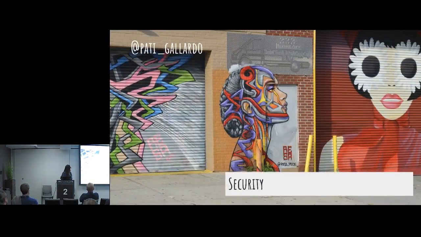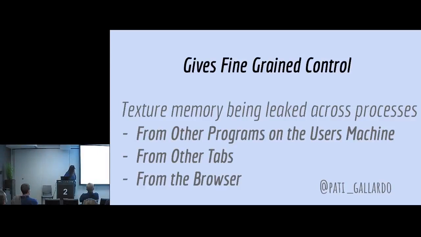But let's see. First of all, security. Like I said before, you've had issues and bugs in the past, and I'll show you a couple, of texture memory being leaked. Either it's leaked across tabs, so another web page might be able to read texture memory that you wrote in your tab, which could leak personal information. Other programs might be able to read texture memory that was written by Chrome, or your browser, which might have personal information, like your passwords or whatever. Because these are just pictures, right, that need to be rendered.